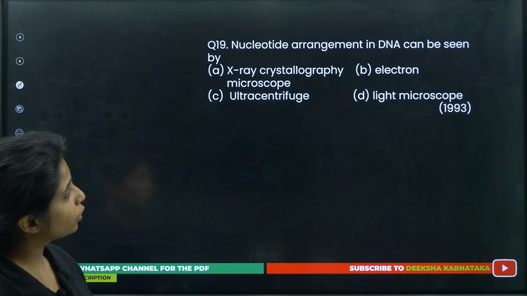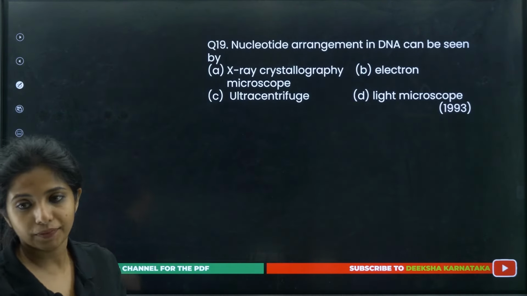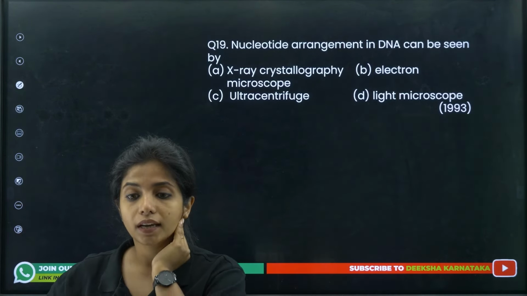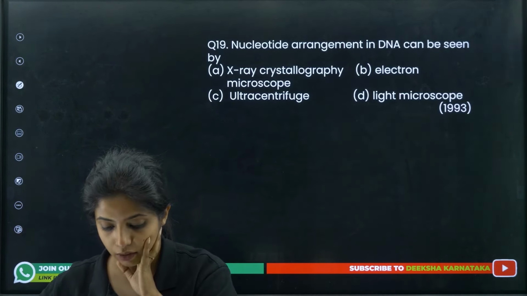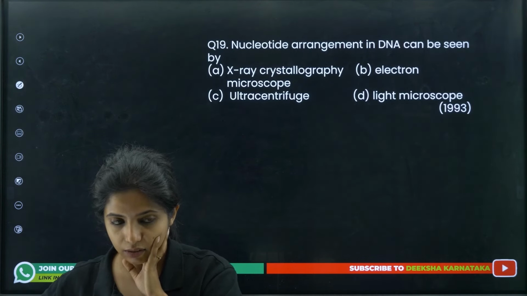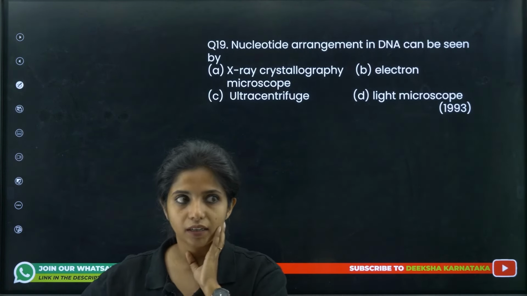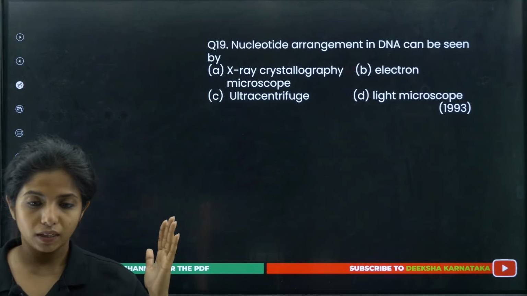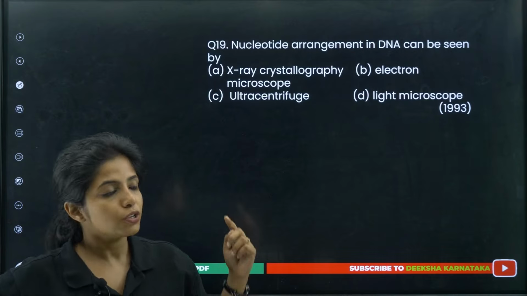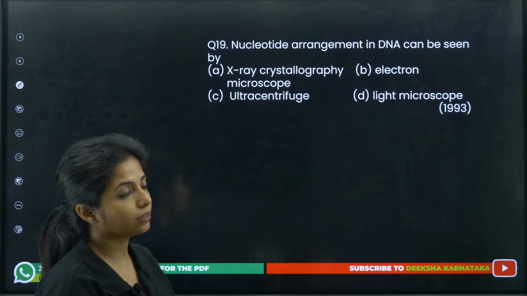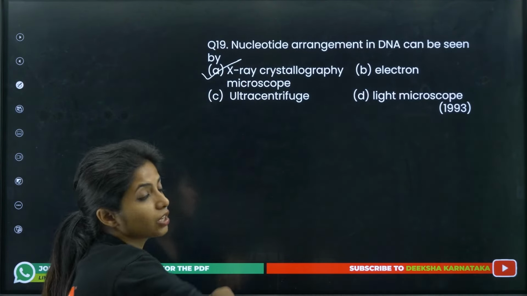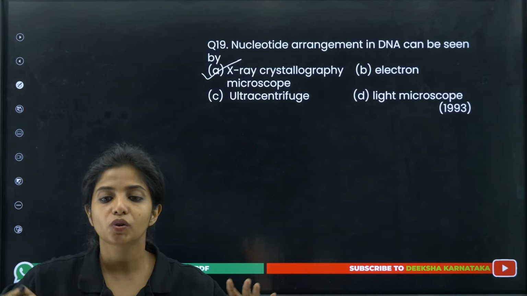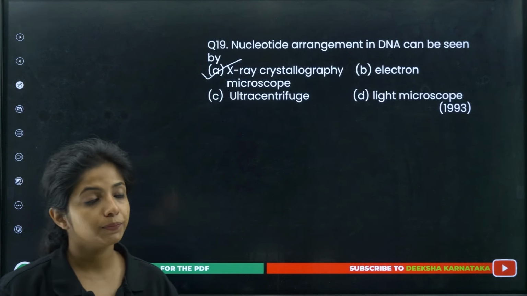Going ahead, nucleotide arrangement in DNA can be seen by. So you remember James Watson and Crick, they worked with Maurice Wilkins and Franklin. Basically all of them gave the X-ray diffraction data. So X-ray crystallography was used for finding this, and based on which James Watson and Francis Crick were finally able to put down the DNA double helix model.